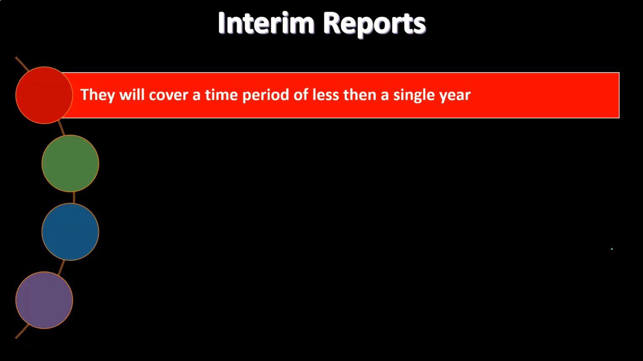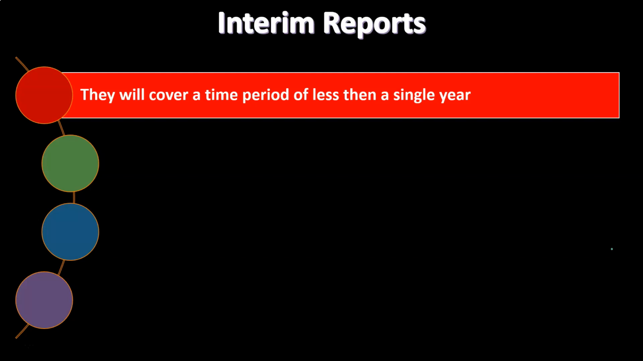So interim reports will cover a time period of less than a single year. When we're thinking about interim information, we have the year-end information. When we think about financial statements, what pops into most people's heads most of the time are the year-ended financial statements: income statement covering January through December, balance sheet covering the year-end if it's a fiscal year, calendar year-end.